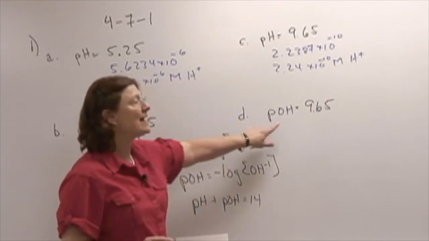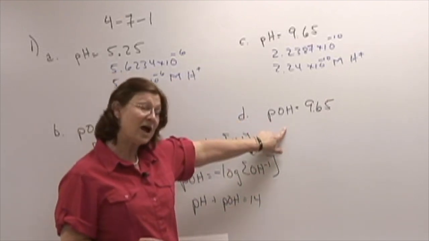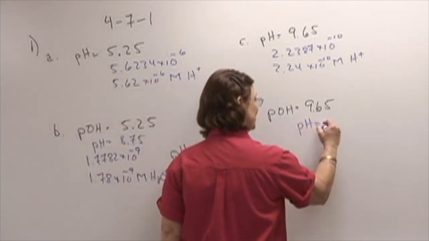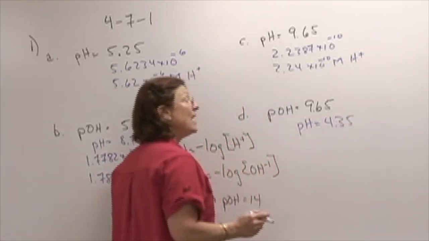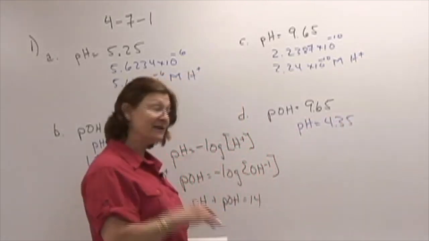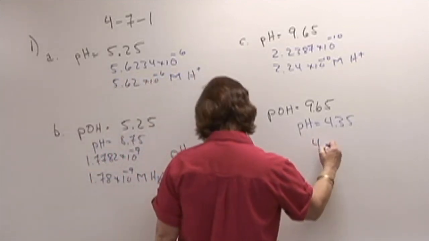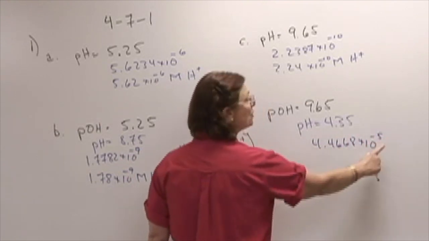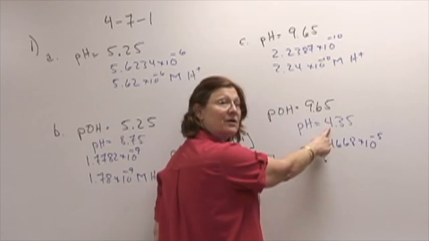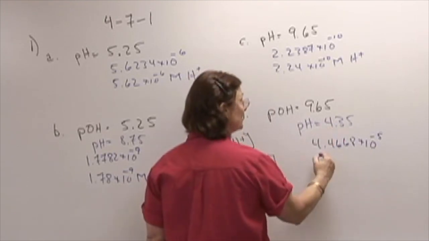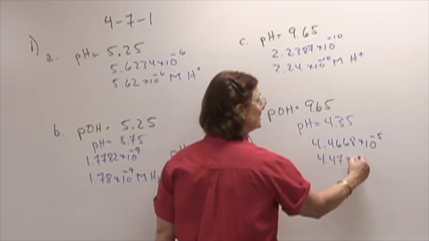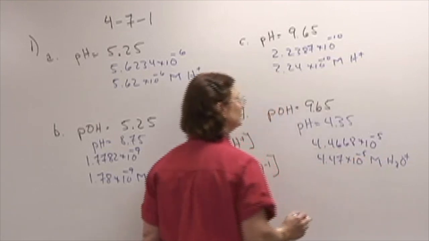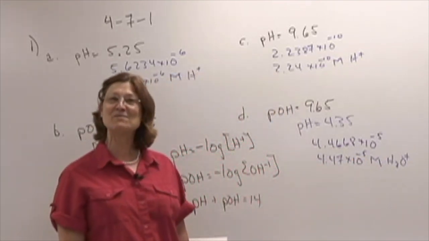Then in the final case, again, I'm given a pOH, and therefore I must subtract it from 14 first. And I'm going to get 4.35. The pH equals 4.35. Then I make sure my number is negative. I take the inverse log of it, and I get 4.4668 times 10 to the negative 5th. Notice that my exponent is normally 1 digit higher than the number I had. I round it to the hundredths place, so I get 4.47 times 10 to the negative 5th molar hydronium ions. And that's how you do number 1.